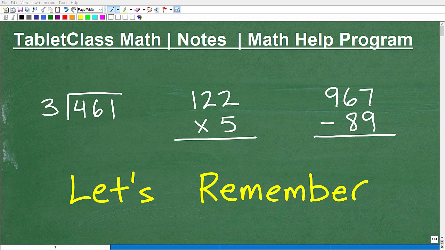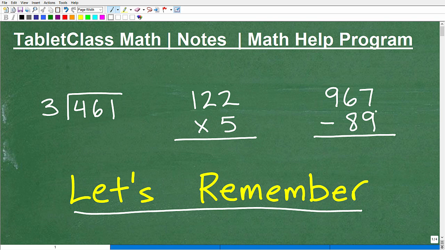Okay, let's take a little trip down memory lane and see if we remember how to do these three problems. These are just basic examples of division, multiplication, and subtraction. I thought I'd throw a subtraction problem in there because it's a little bit more challenging than an addition problem.